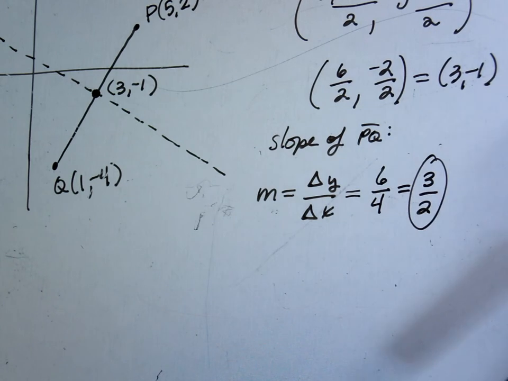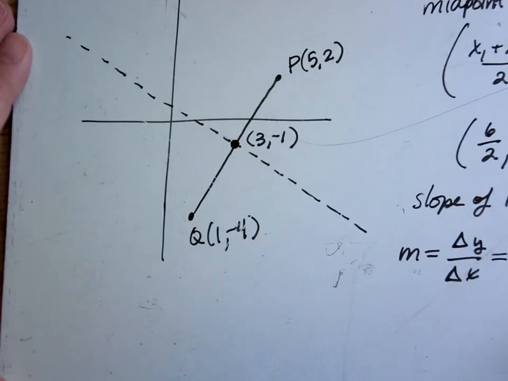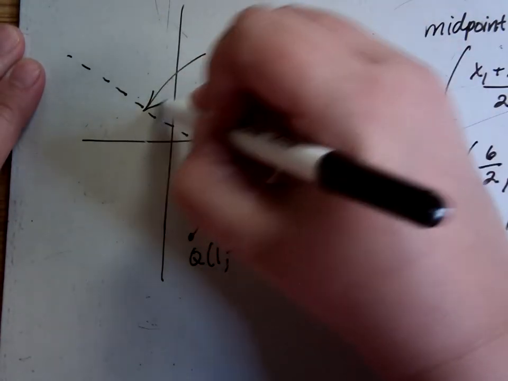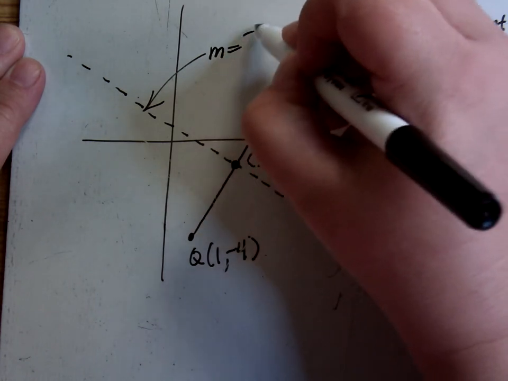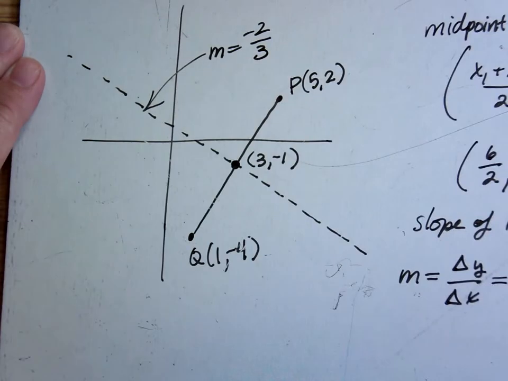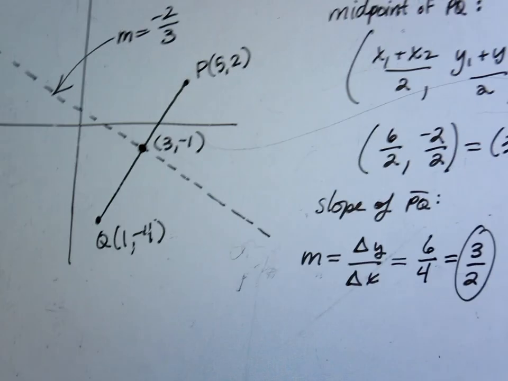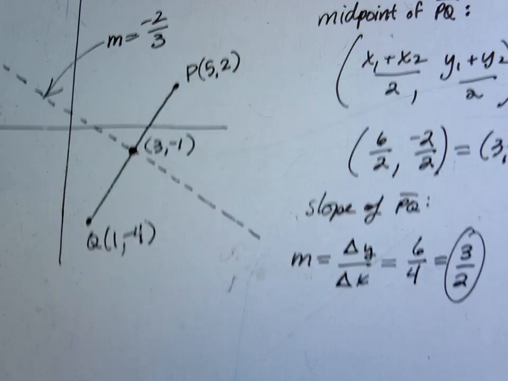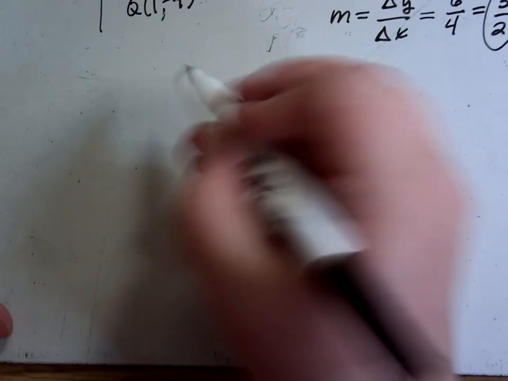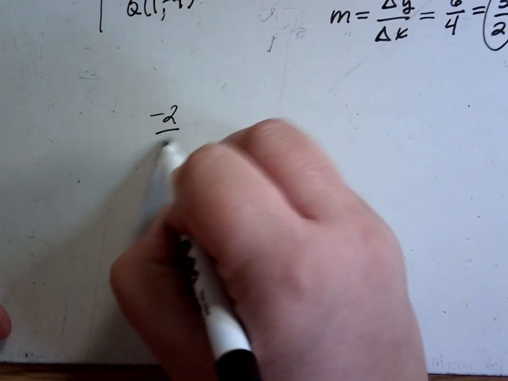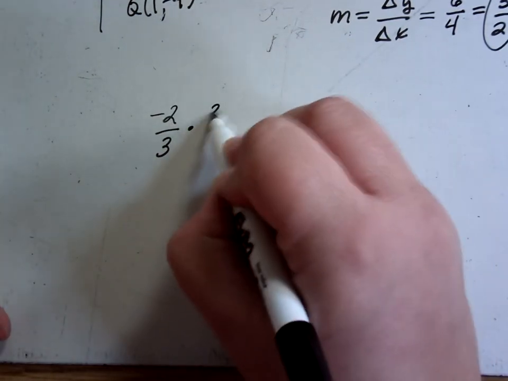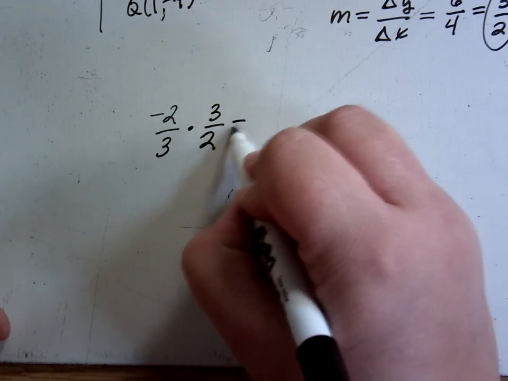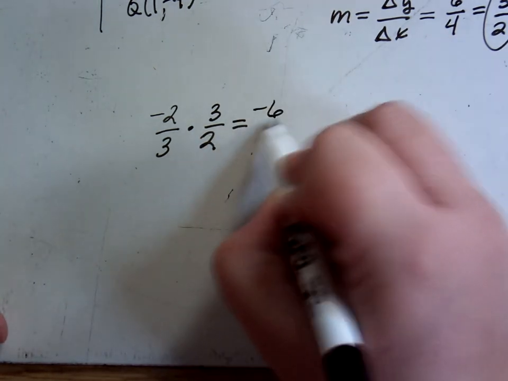That means the slope of my line needs to be negative 2/3 because perpendicular lines have opposite reciprocal slopes. Another way of thinking about that, remember, these two numbers, 3/2 and negative 2/3, are opposite reciprocals. Another test for opposite reciprocals, or slopes of perpendicular lines, is that they have a product of negative 1. If you multiply them, you get negative 1 every time.